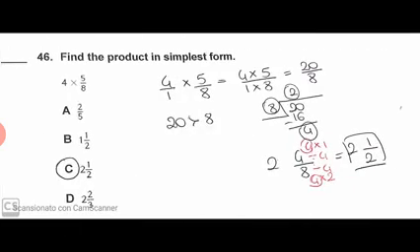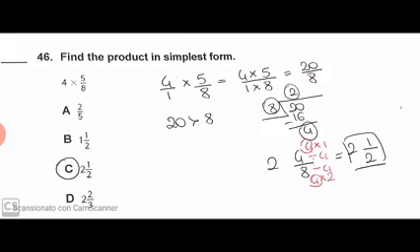Number 46. 4 times 5 over 8. We write 4 as a fraction, so it's 4 over 1 times 5 over 8. We make the product of the numbers up over the product of the numbers down. So 4 times 5 over 1 times 8. 4 times 5 is equal to 20, 1 times 8 is equal to 8. So the result is 20 over 8.